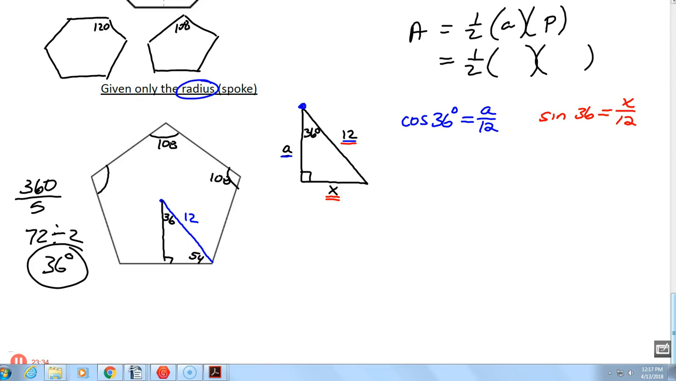A is high or x is high, I'm going to multiply. So I'm going to do 12 cos 36. Over here I'm going to do 12 sine 36. Kind of try to kill two birds with one stone. That's 9.7 roughly. This is, we'll just call it 7.1 if I round up.